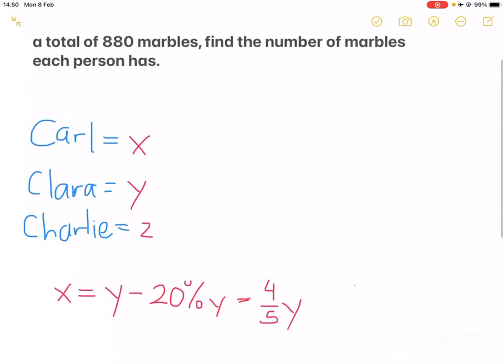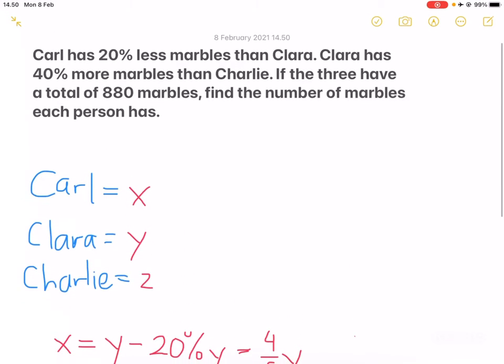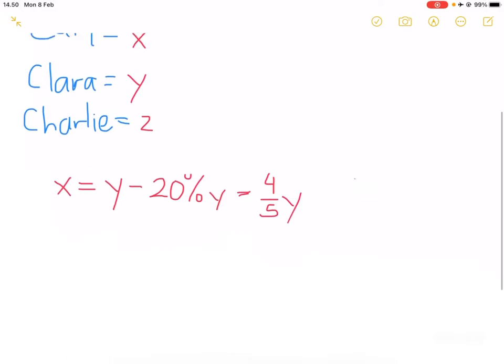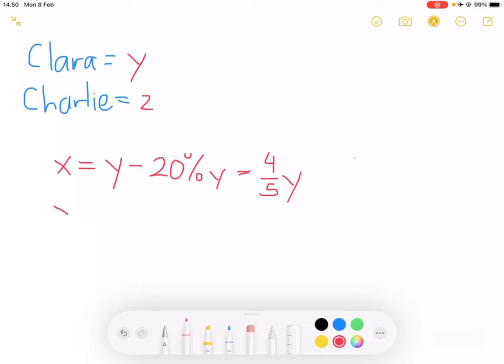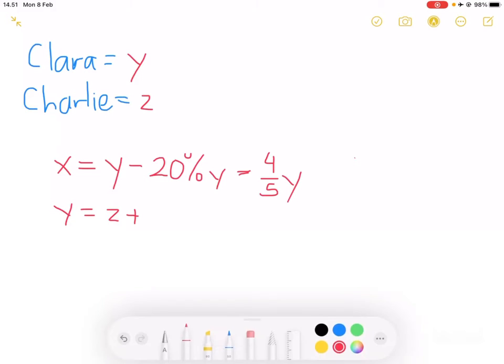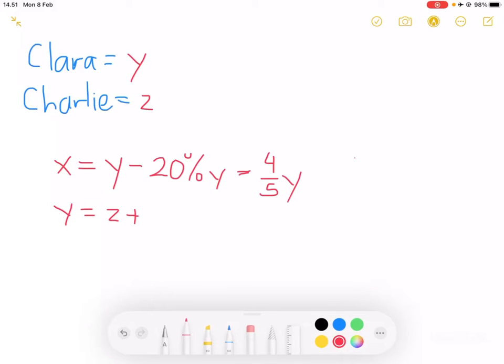And then we can just do the same thing for the next case. Clara has 40% more marbles than Charlie. So this is a percentage increase case. So y equals z plus whatever the increase is, which is just 40% of whatever Charlie has. And then simplifying this, we'll get this will be equal to 7 over 5z.